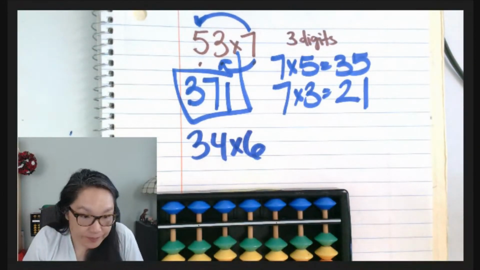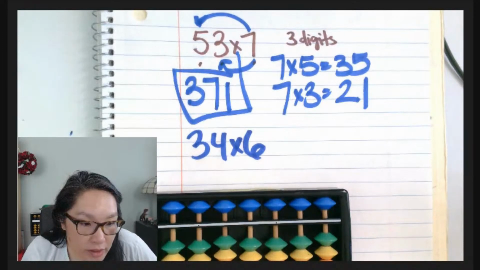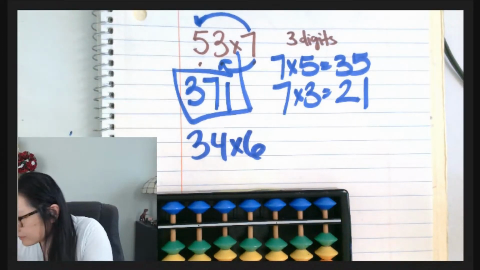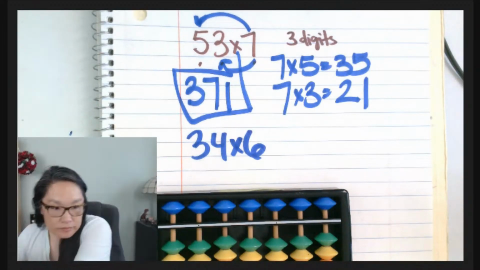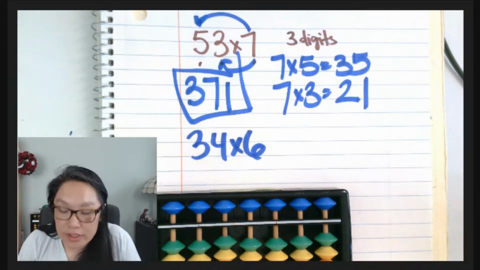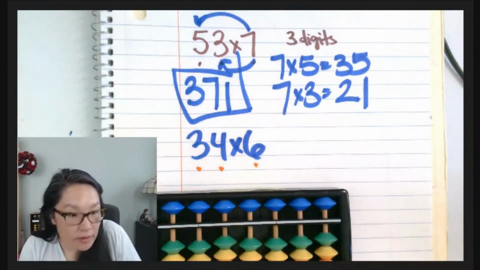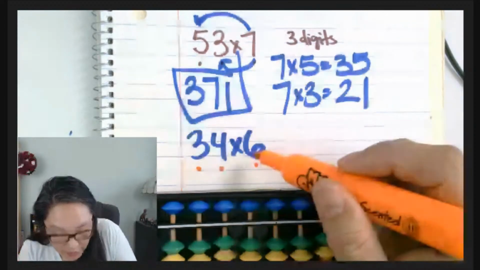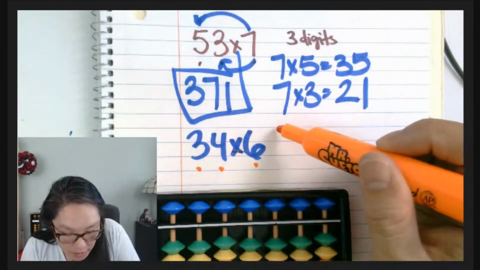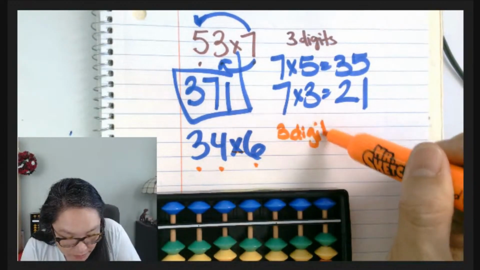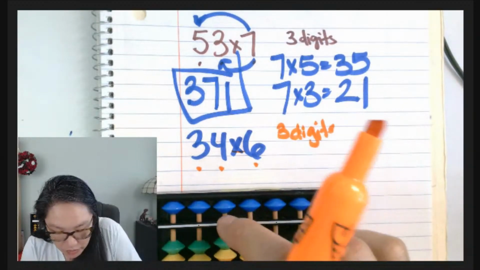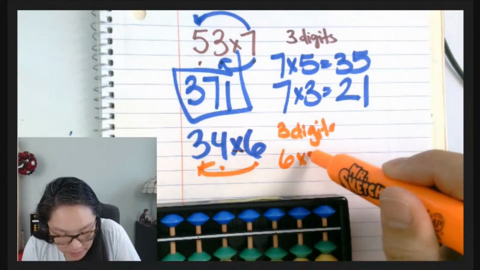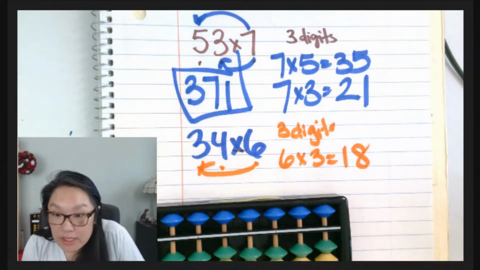So again, what we're going to do is we are going to count our digits. When we count our digits, we have 1, 2, 3. Because we have 3, we know that we're going to start at the third column. So because we have 3 digits, we're going to count 1, 2, 3. So this is 3. And then the next thing we're going to do is 6 times 3. 6 times 3 is 18.